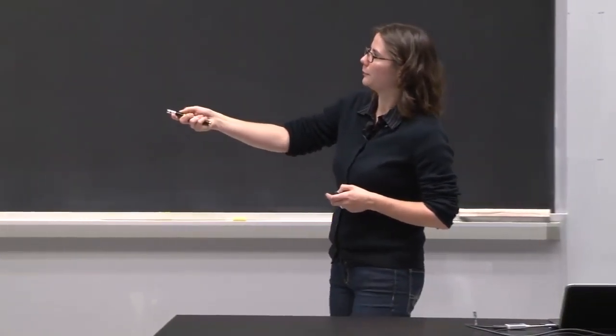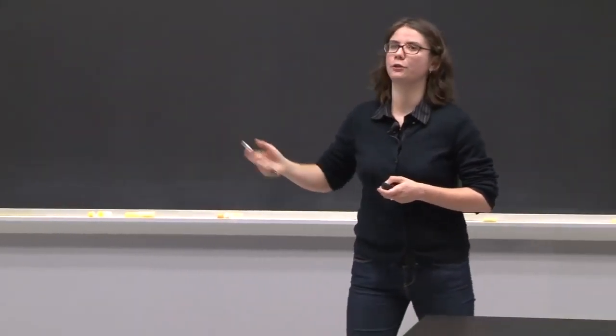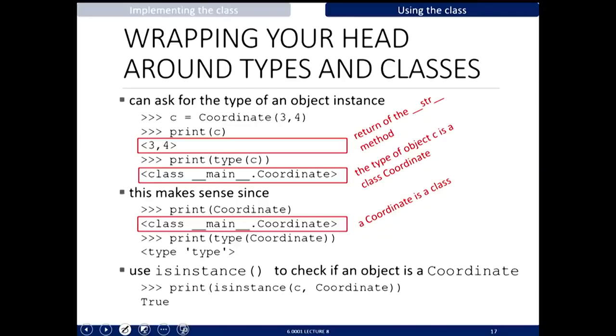If we look at coordinate as a class, if we print coordinate, it's a class named coordinate. This is what Python tells us. And if we print the type of coordinate, well, that's just going to be a type. So class is going to be a type, so you're defining the type of an object.